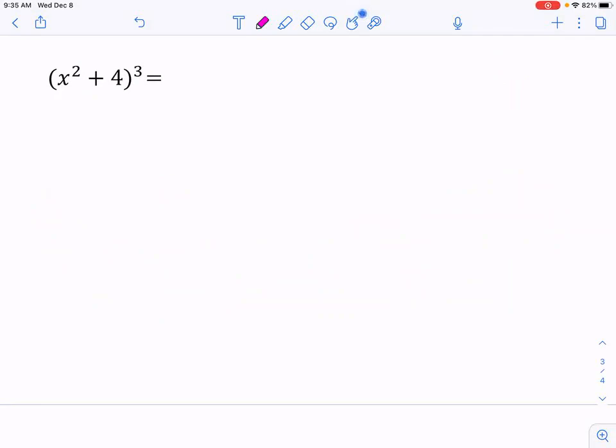Okay. Well, this one's pretty nice because it's only to the 3rd power. But we do have something a little different going on. We have x squared as our first term. That's fine. We're just going to do everything the same. So when we set this up, we're going to have 3 combinations of 0. Our first term cubed, our second term to the 0.